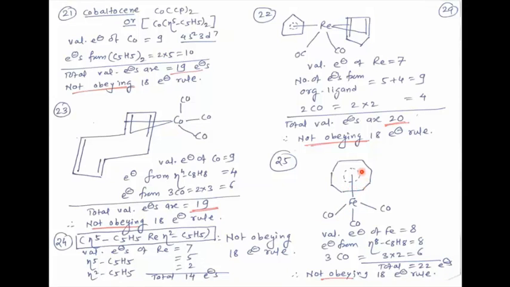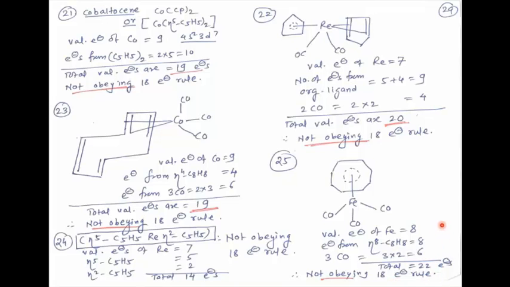Last one. This is η8-C8H8. The center atom is Fe. It attaches to 3 carbonyl groups along with C8H8. So the valence electrons of Fe are 8. Electrons from η8-C8H8, 8 electrons, are donated to Fe. 3 carbonyls donate 6 electrons, and hence the total becomes 22. 8 plus 8 plus 6, 22. Not 18. That means not obeying the 18 electron rule.